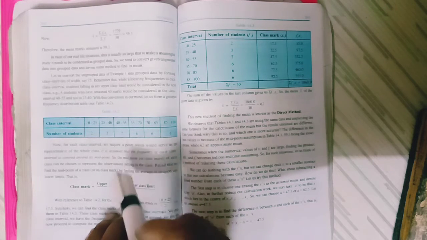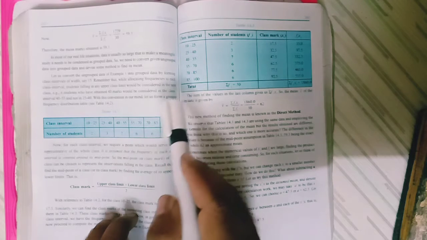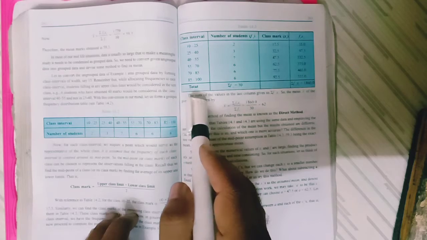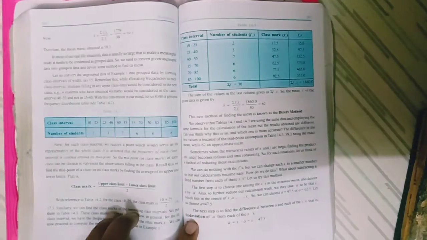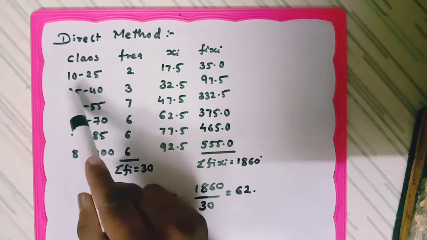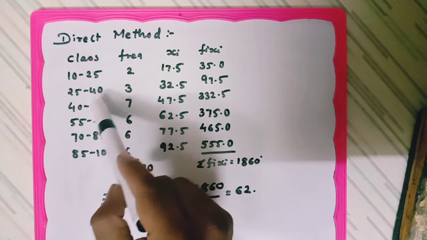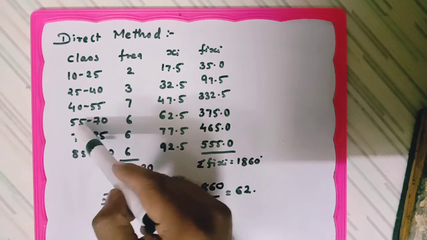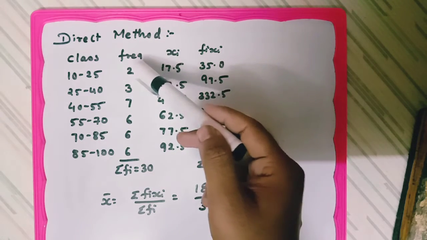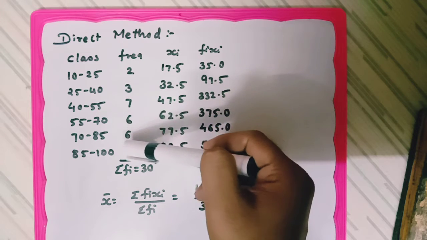First we will see the direct method of finding the mean. For the direct method, we have the classes 10 to 25, 25 to 40, 40 to 55, 55 to 70, 70 to 85, 85 to 100, and their frequencies are given as 2, 3, 7, 6, 6, 6.